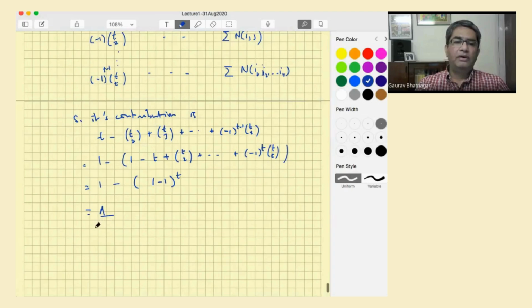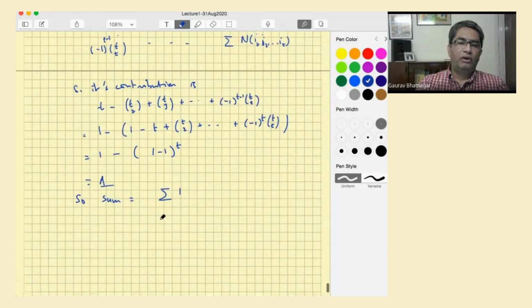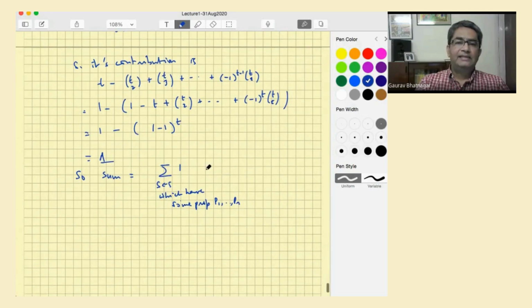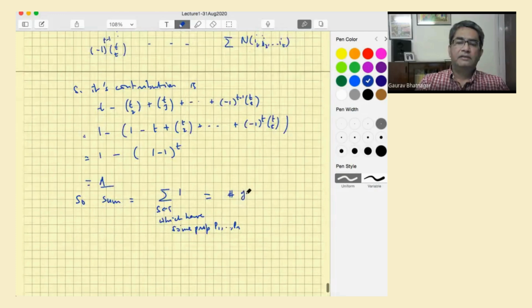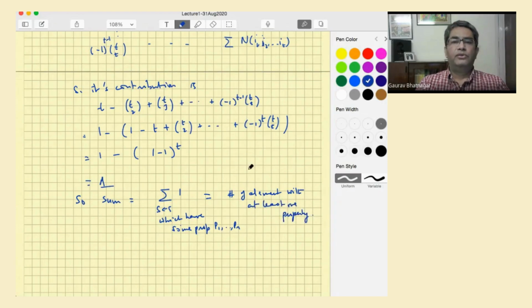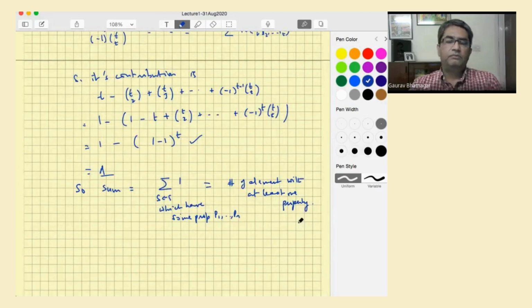And therefore the total number, this number right here, the sum, is equal to the sum over all elements which have some property P1 through Pr. And that's exactly the number of elements with at least one property. So this same sum which came out earlier comes out here. So that completes the proof.